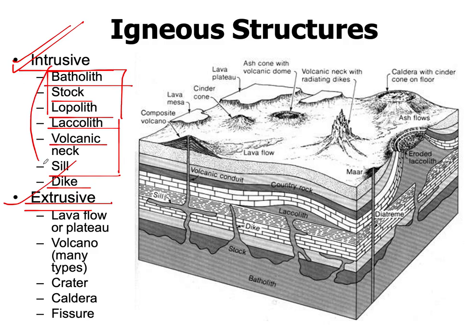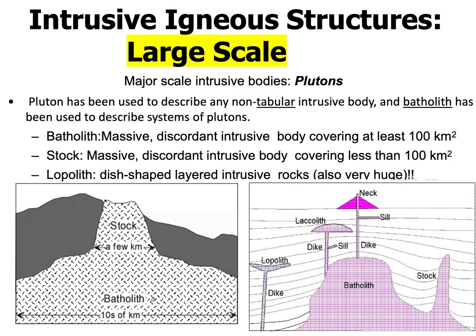Okay, so why are there completely different names given to intrusions or intrusive structures? Let's discuss that, and after that we will discuss the intrusive and extrusive structures. All right. So in intrusive igneous structures, I have divided them into different scales: first large scale, then intermediate scale, then intermediate to small, then small.